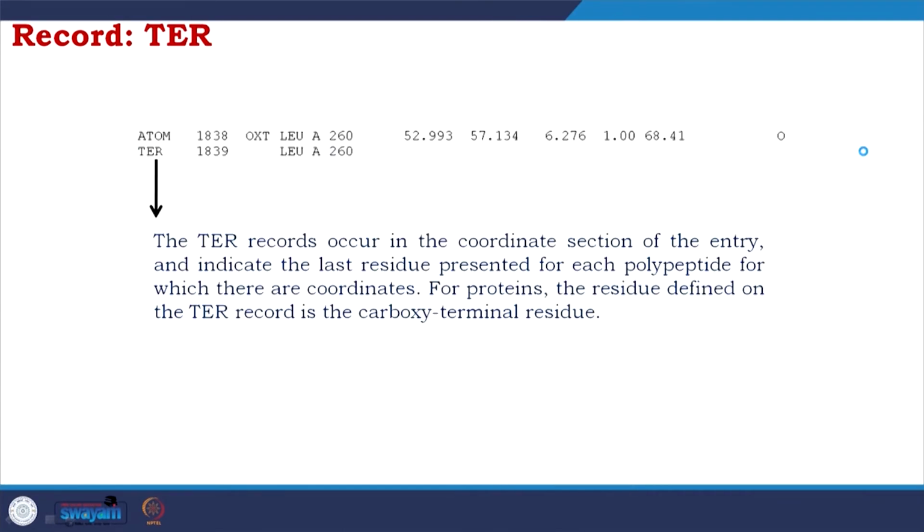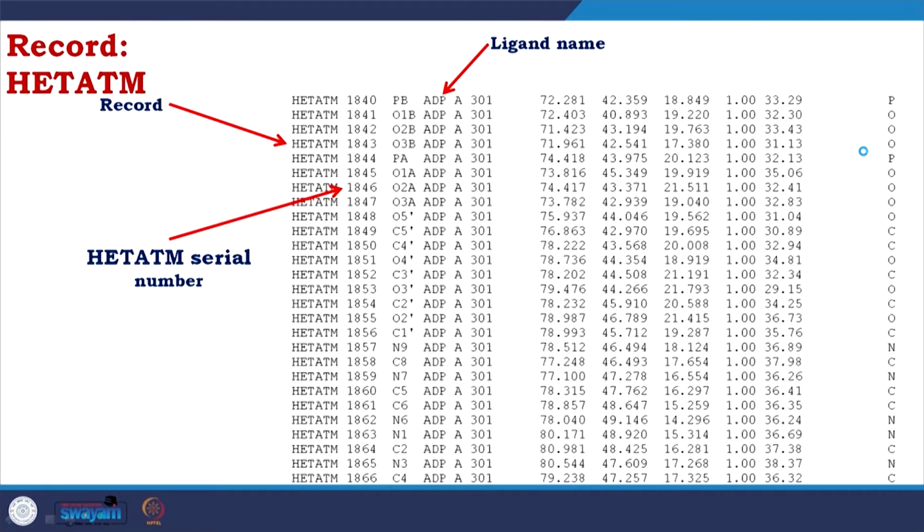Okay. As I talked about, there is a TER record. The TER record occurs in the coordinate section of the entry and indicates the last residue present for each polypeptide for which there are coordinates. For proteins, the residue defined on the TER record is the carboxy terminal residue, because it is N to C always. Then heteroatom, here also you get the record, you get the heteroatom serial number and ligand.